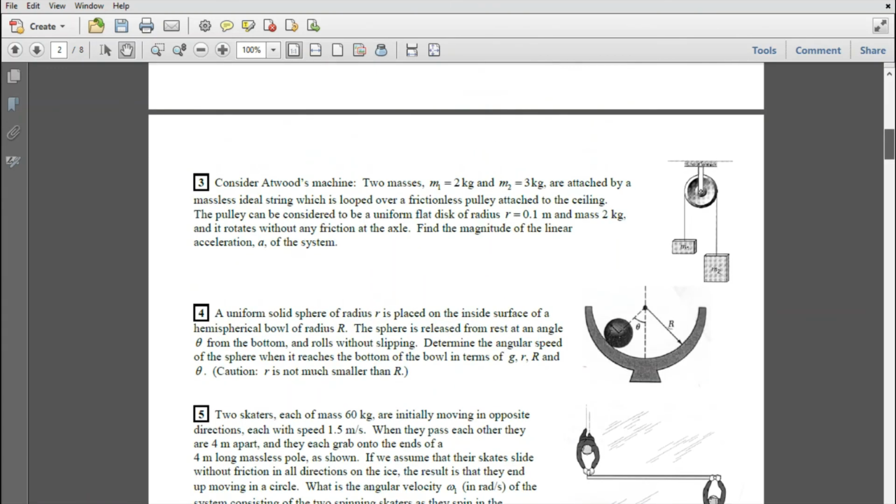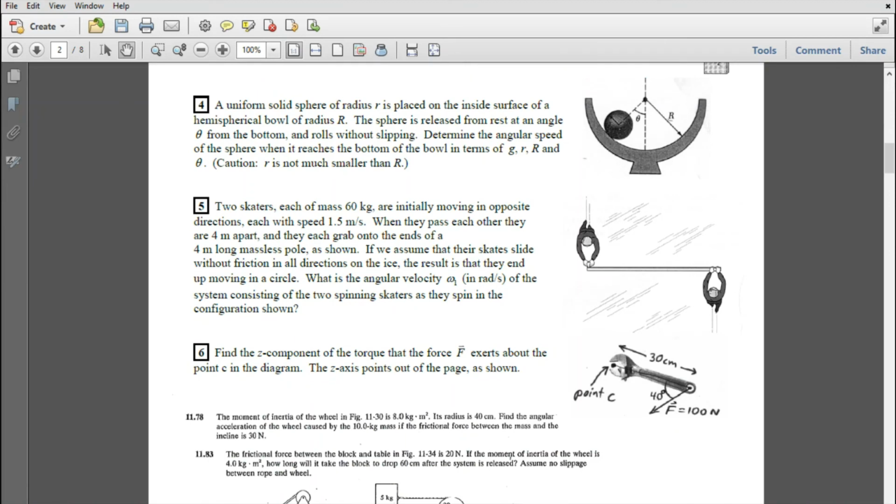Problem 5. Two skaters, each of mass 60 kilograms, are initially moving in opposite directions with a speed of 1.5 meters per second. When they pass each other, they are 4 meters apart. They each grab onto the ends of a 4-meter long massless pole, and then they start moving in a circle about the center of the pole, and we're going to assume their skates slide without friction as they move in a circle after that. What is the angular velocity of the system consisting of the two spinning skaters as they spin in the configuration shown?